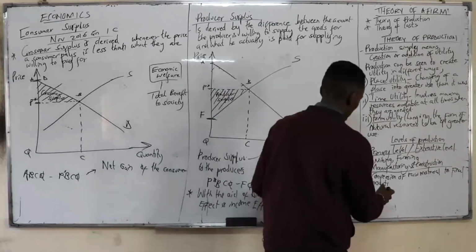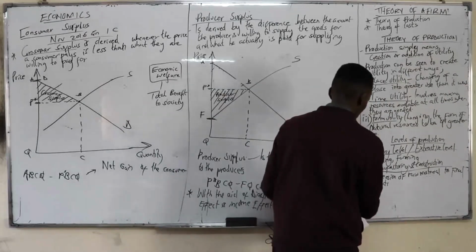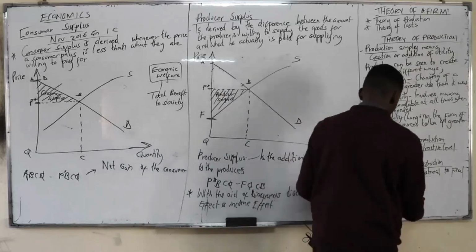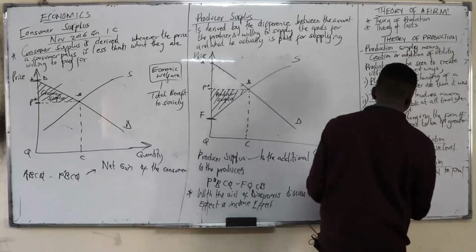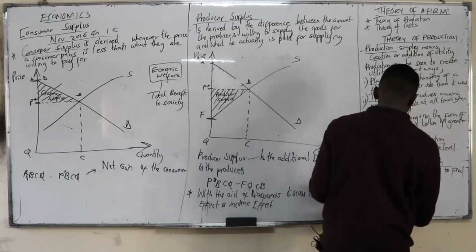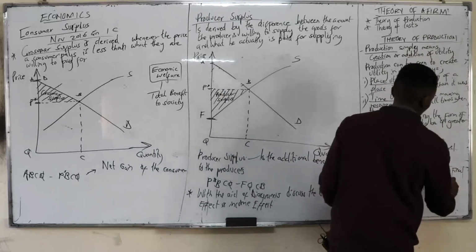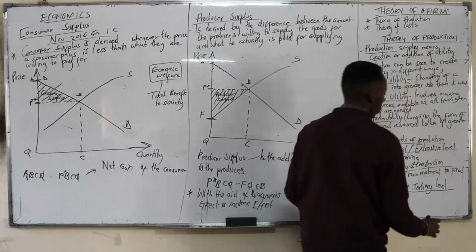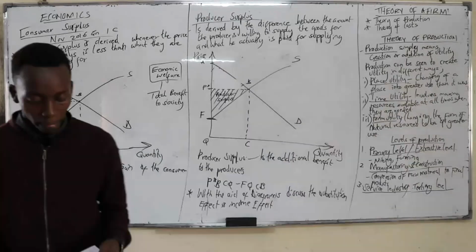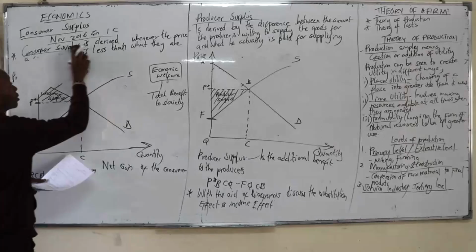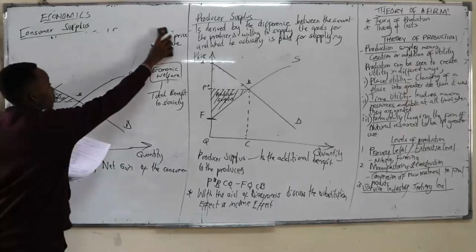And then we have the service industry, which we also call the tertiary level. So at this level, you provide certain services to individuals to satisfy their wants. For example, things such as hairdressing, those kinds of services.